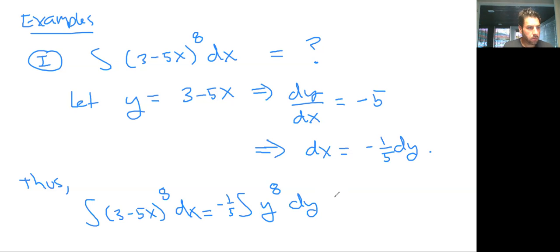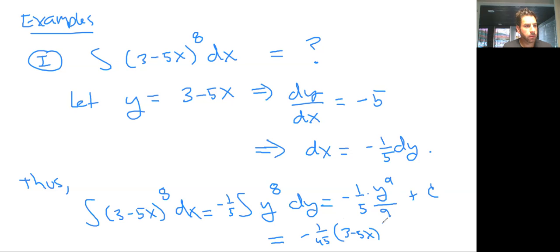Okay, so how do we integrate this? Well, this is y raised to the 9th power divided by 9. We have our arbitrary constant, and so we can finalize this by writing it as negative 1/45. And the last thing we must do is replace our original variable.